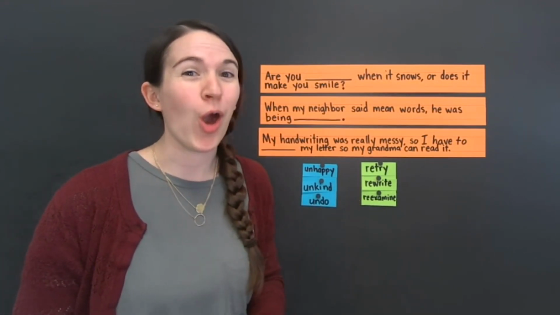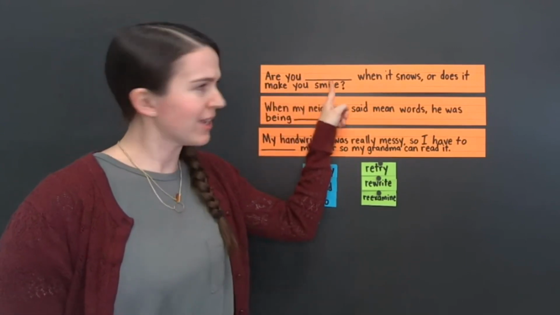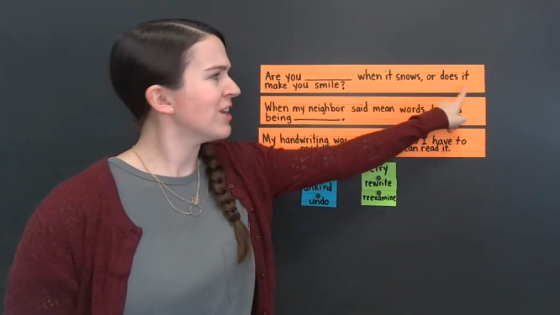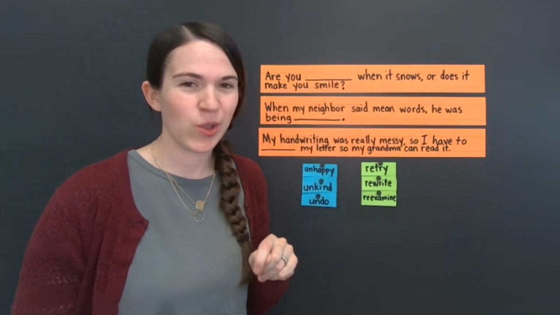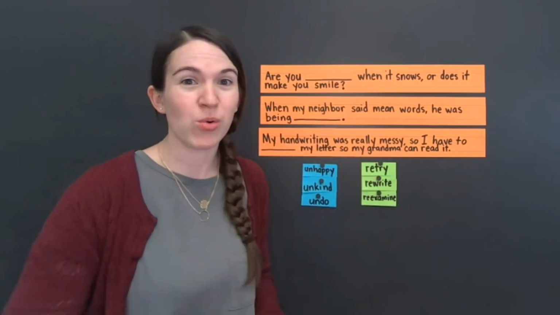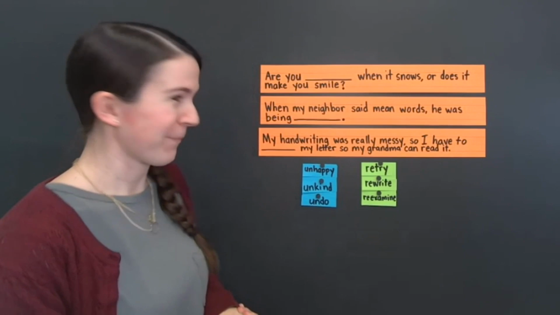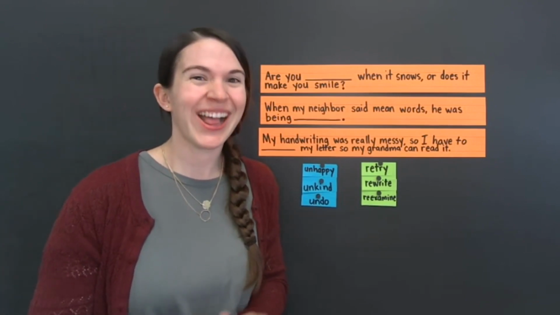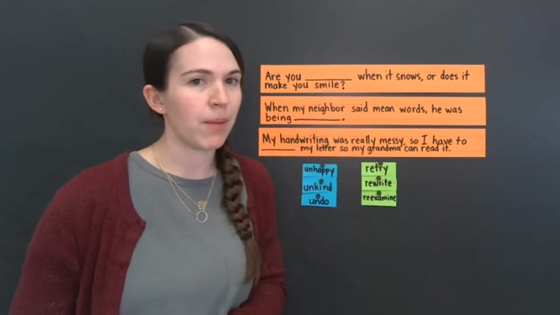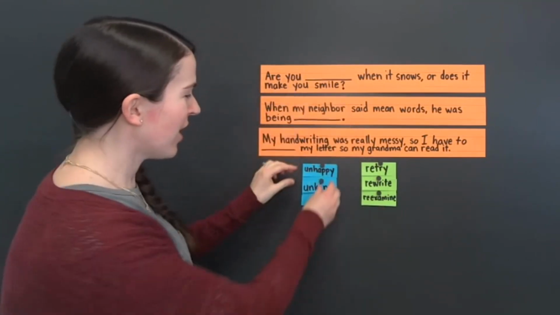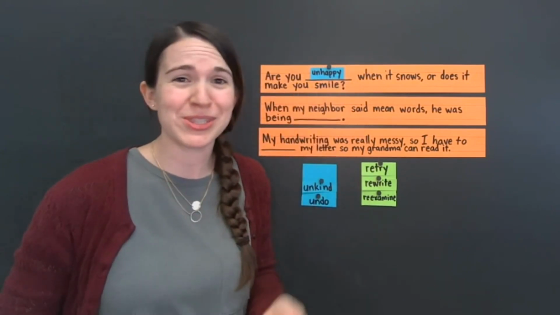Now, let's start our first sentence. Listen. Are you blank when it snows, or does it make you smile? Did you hear any clues? When you think you know the missing word, write it down on your paper. I'll look for the missing word too. Do you know what it is? Let's read the sentence together and say the missing word when we come to the blank. Are you unhappy when it snows, or does it make you smile?